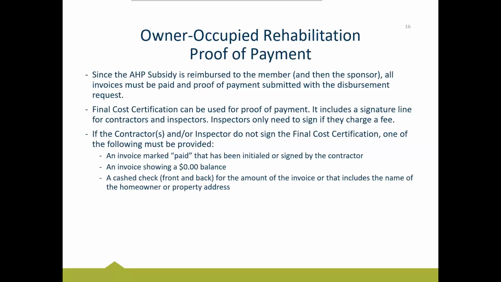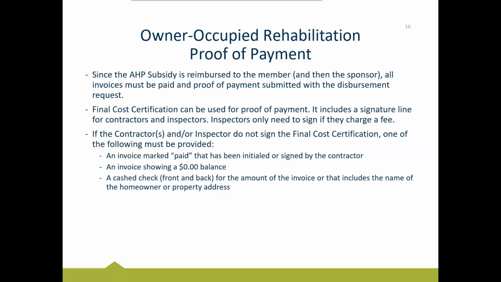All right, proof of payment. This is the last document on the checklist. So we're getting to the end of the documentation here. So proof of payment, we've talked about a little bit already. We do need proof of payment showing that the contractor and the inspector have been paid as applicable. The final cost certification we talked about is probably the first line option for providing proof of payment. If your contractor or inspector signs it, that is proof of payment, and nothing further needs to be provided.